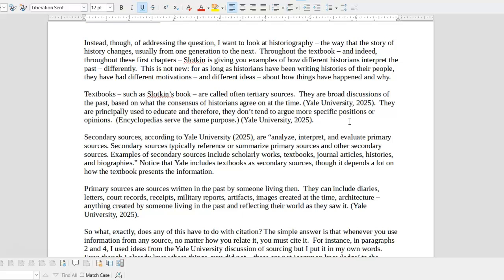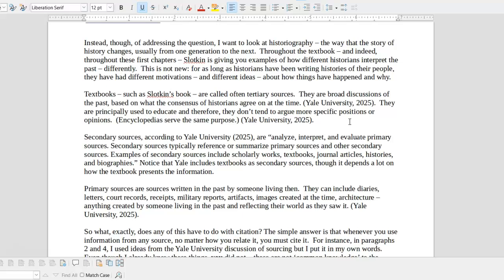A tertiary source: textbooks, encyclopedias, dictionaries, places where lots and lots of knowledge have been combined into one place, usually for the purposes of teaching or reference. These are broad sources that we tend to use if we want to get a general idea about something that happened in the past or something in general.